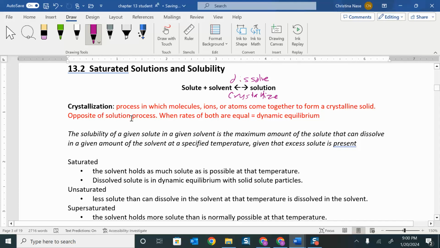So when we talk about solubility, we're talking about the maximum amount of that solute that we can dissolve in that given solvent at a certain temperature. You know that you've reached that solubility, you've reached that maximum capacity, when there's also some excess solute present. So you can see some solid forming in there. Then you have a saturated solution.